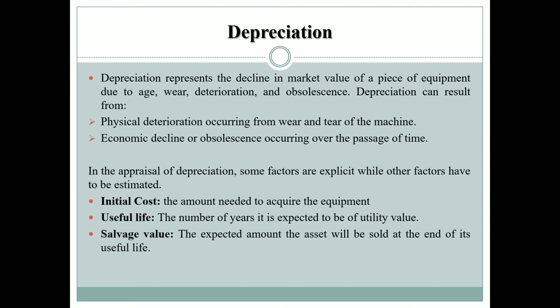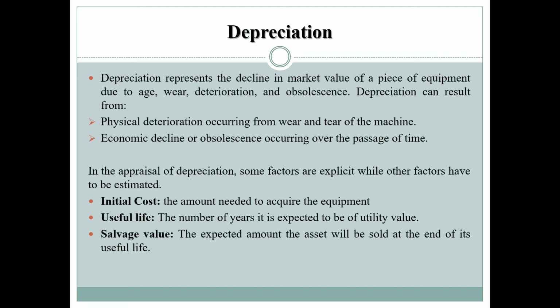So in the appraisal of depreciation, some factors are explicit while other factors have to be estimated. When you go for a depreciation calculation, these 3 points have to be focused on very deeply. First one is initial cost. What is that? The amount needed to acquire the equipment. As we have discussed in the previous slide, that is nothing but your initial cost. Next, useful life. That is another factor to be considered. That is the number of years it is expected to be of utility value. How many years I use it. So that is your useful life. Next, salvage value, the expected amount the asset will be sold for at the end of its useful life.